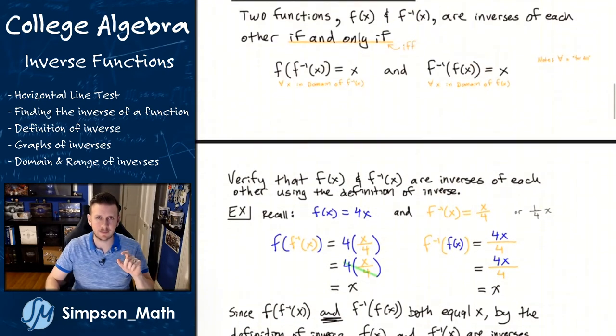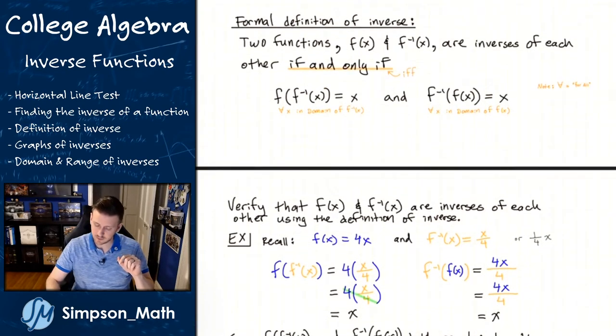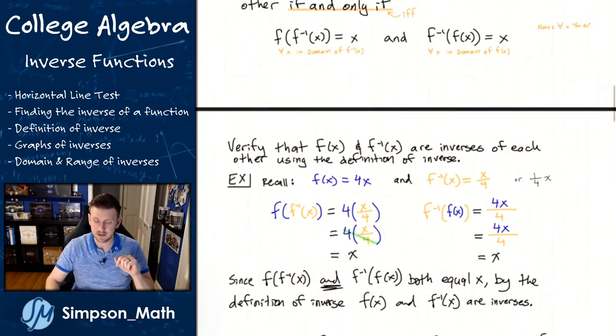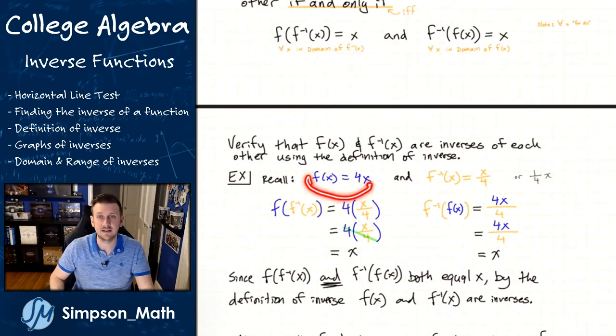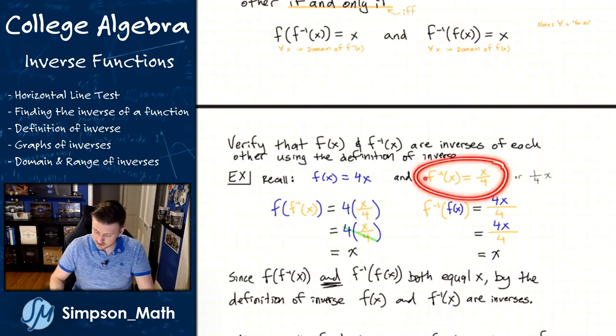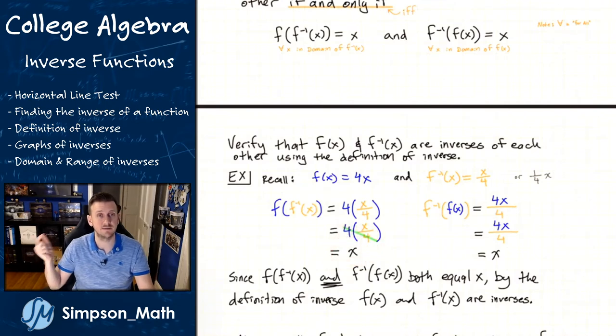All right, so let's go through and apply this definition to the function f and its inverse. Just to be clear, I'm going to take function f, which if you recall is f of x equals 4x, and its inverse, and put them inside of each other. You have to do both. So I'm going to take this function and put it inside of that one, replacing the x with x over 4. And when I do, the 4s reduce, and we're left with just x.